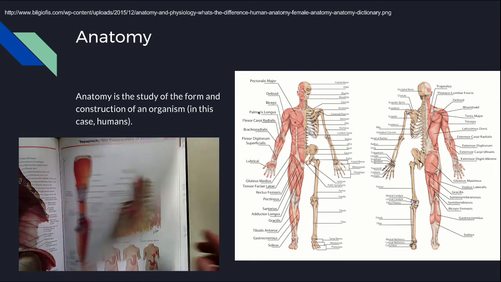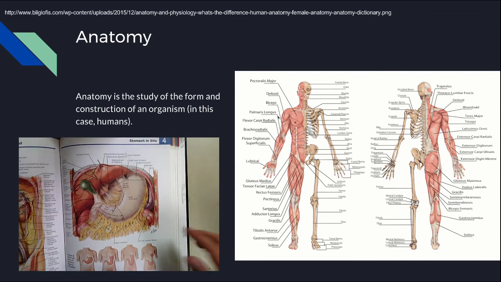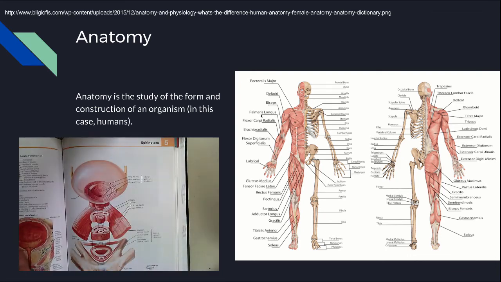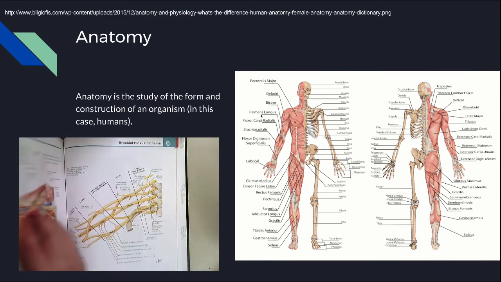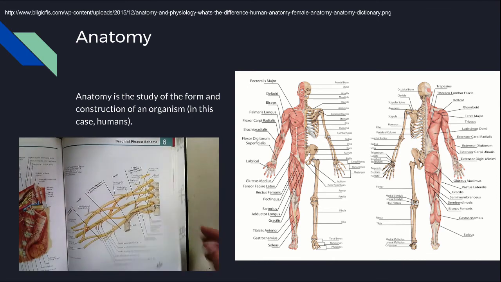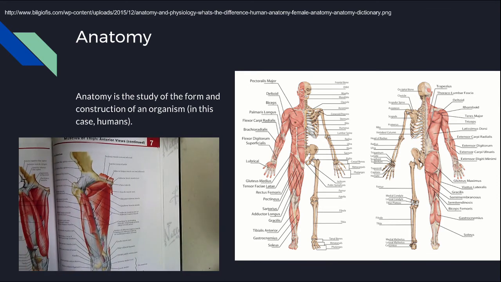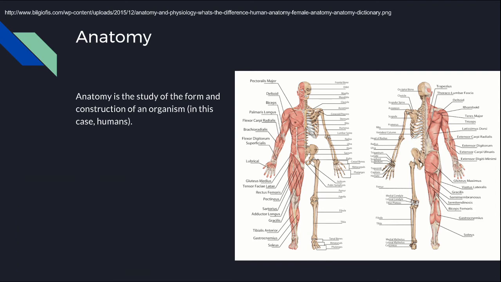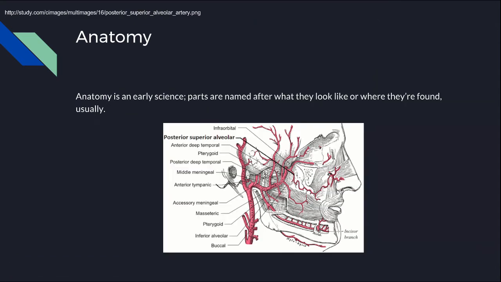Actually, it should be biceps brachii, then the palmaris longus, the flexor carpi radialis, then the brachioradialis, and the flexor digitorum superficialis, and the lumbricals. Then you have the gluteus medius, the tensor fasciae latae, the rectus femoris, the pectineus, the sartorius, the adductor longus, gracilis, tibialis anterior, gastrocnemius, and soleus. I just read that list. Not a single lick of that is normal English. The nice part is, all of those words meant something.